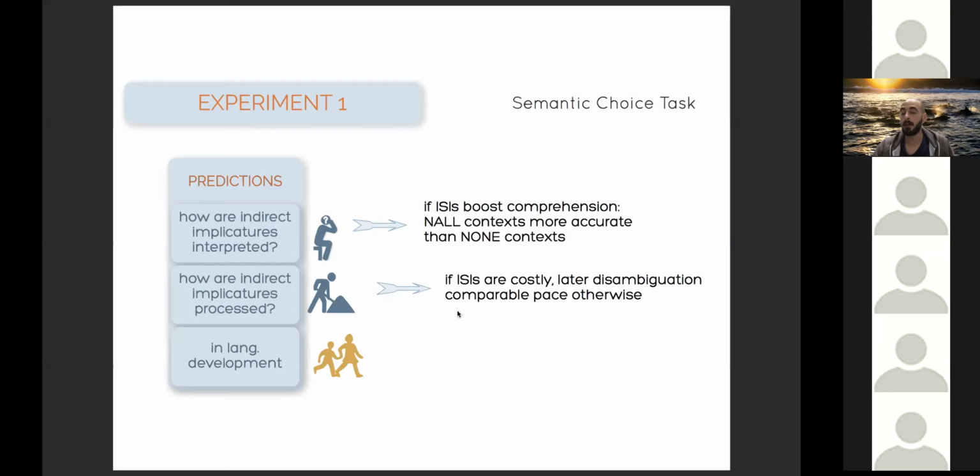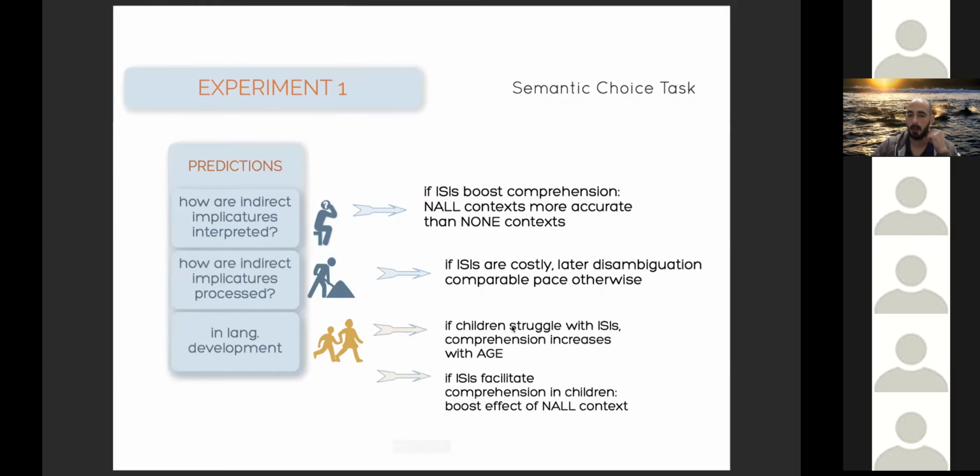However, if these implicatures are costly, you should be slower at identifying the right context in this implicature support condition. And if children struggle with implicatures, then the comprehension of these sentences should increase with age, right? Whereas if indirect scalar implicatures facilitate comprehension in children, you should have a boost effect for the implicature support context, as we found in the previous experiment, okay? So we have competing hypotheses. We don't know whether the indirect scalar implicature is going to be computed by children, and we don't know if it's going to facilitate comprehension or slow down their pace in disambiguating the scenario, okay?